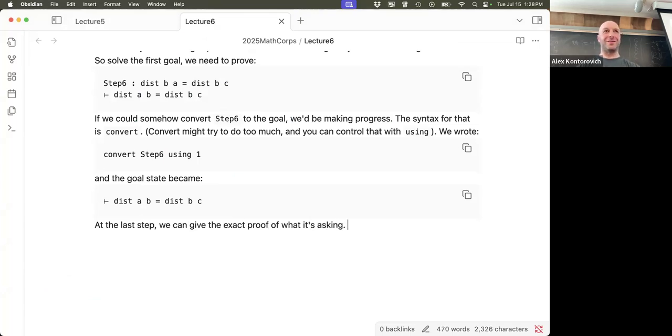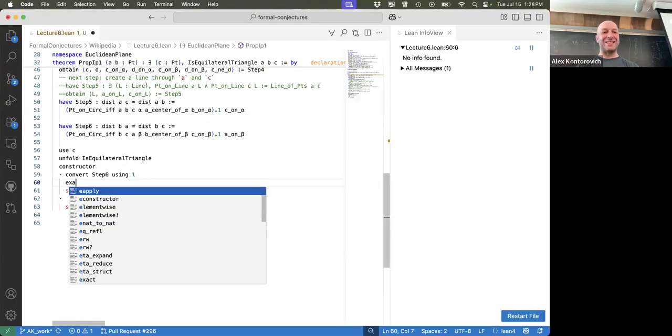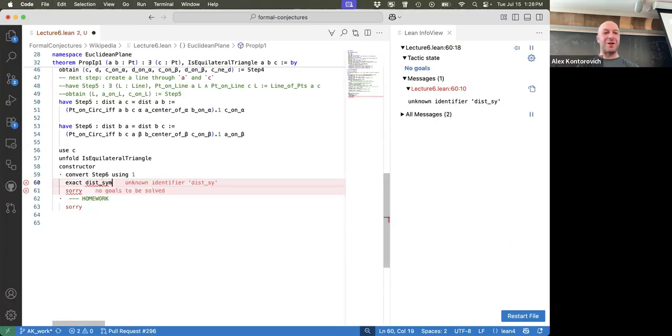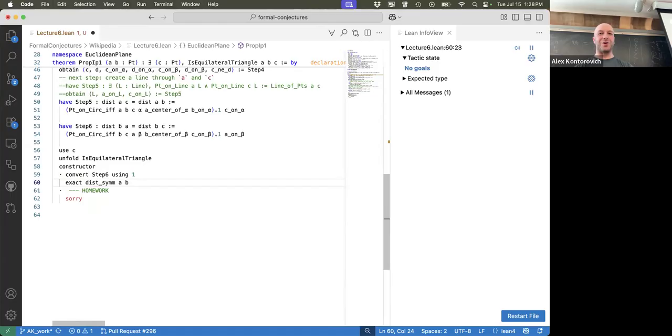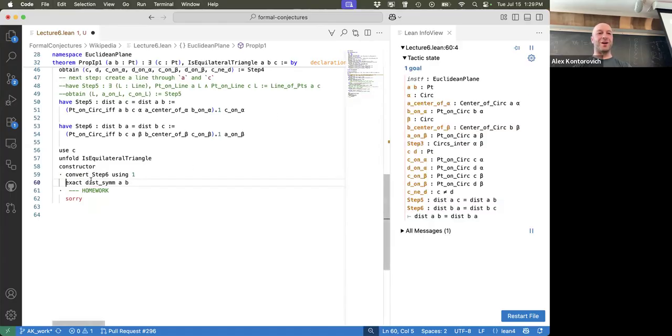Anybody know what that's called? Good guess, exact. That's called exact. So if we give it exactly the fact that distance is symmetric for A and B, now it says, hey, there's an error message, you're apologizing with sorry, but there are no goals to be proved. So all I have to do is delete this sorry, and now we have a complete proof. There are no goals. We have a complete proof of the first half of this problem: the distance of AB is equal to the distance of BC.